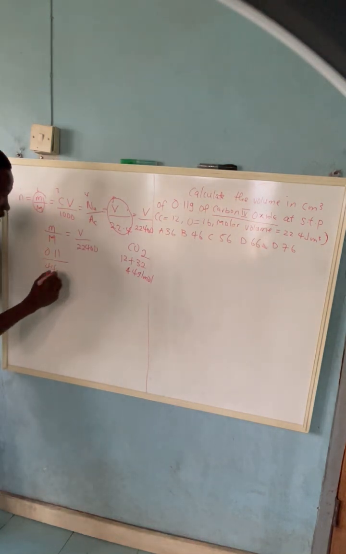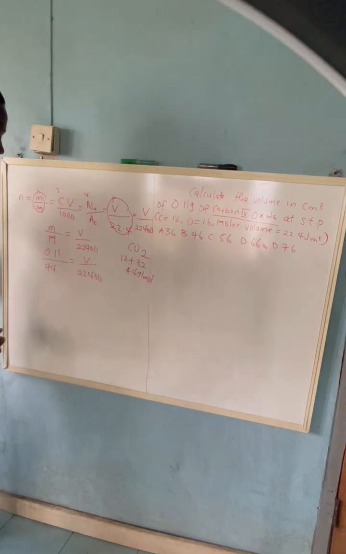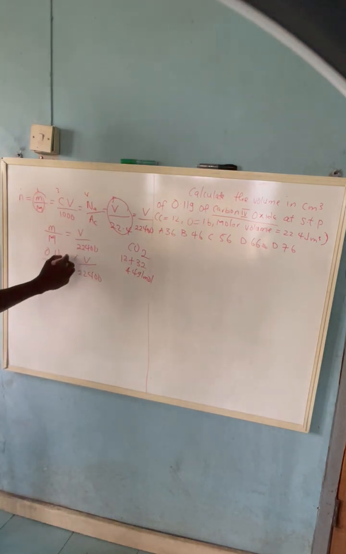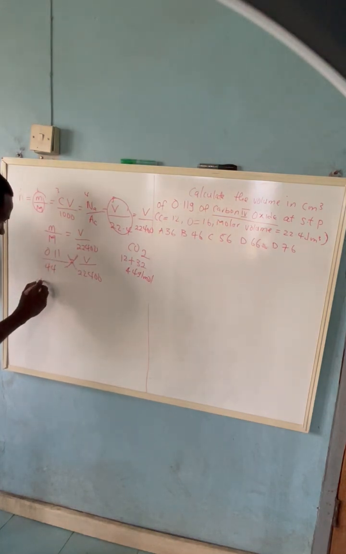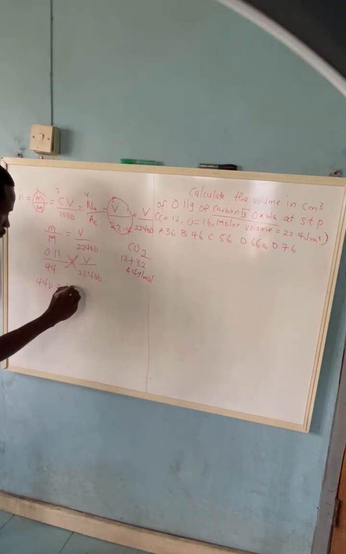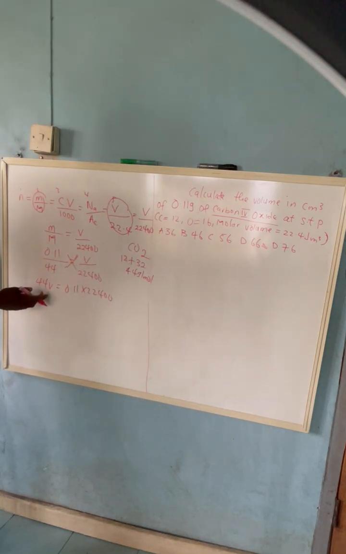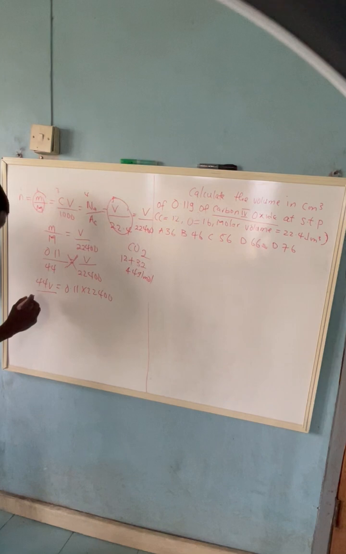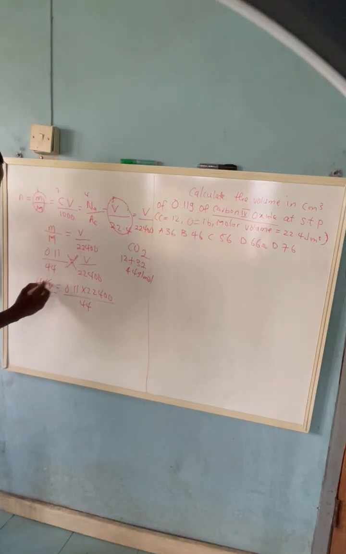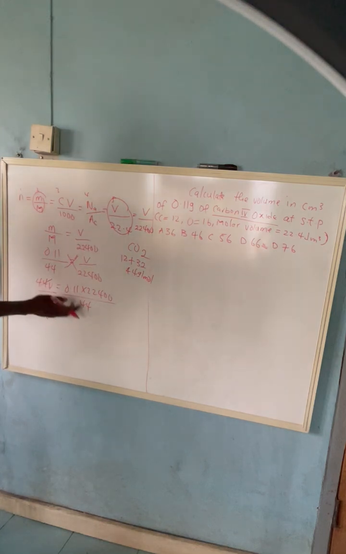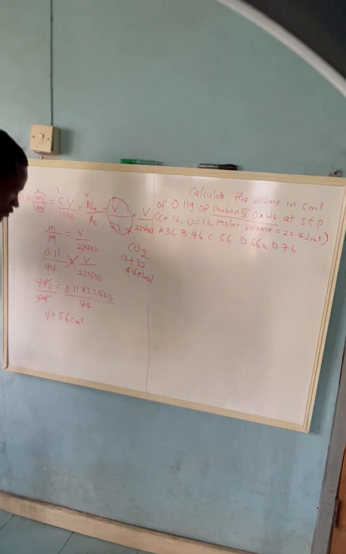We have 0.11 over 44 is equal to the volume over 22400. So how do we go about solving this now? We can cross multiply. When we cross multiply, this will times this, this will times this. We have 44V is equal to 0.11 times 22400. So how do we get V from here? Now divide both sides by the coefficient, which is 44. So divide by 44, this will cancel this, and V is going to give us, if you work this out, 56 cm cube.